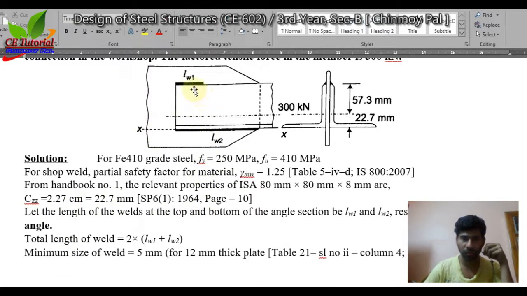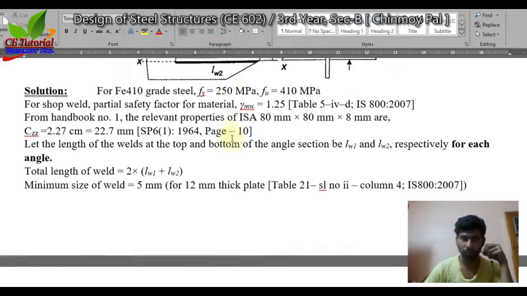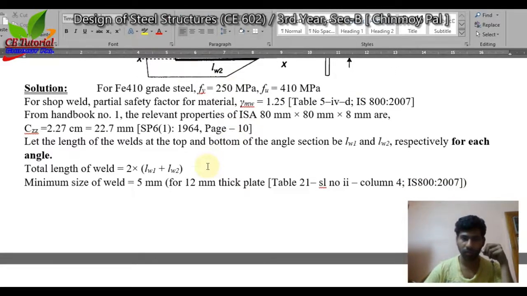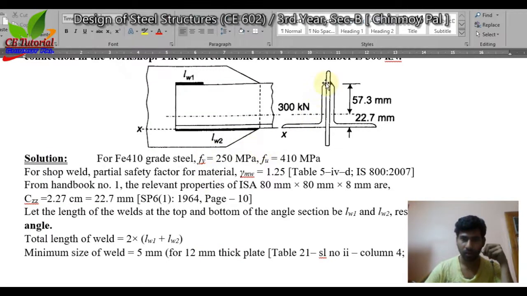Now let us consider the welding length at top edge is LW1 and bottom edge is LW2. Okay, now total welding length is, for one side LW1 plus LW1 plus LW2 plus LW2. So (LW1 plus LW2) into 2 for both angle.